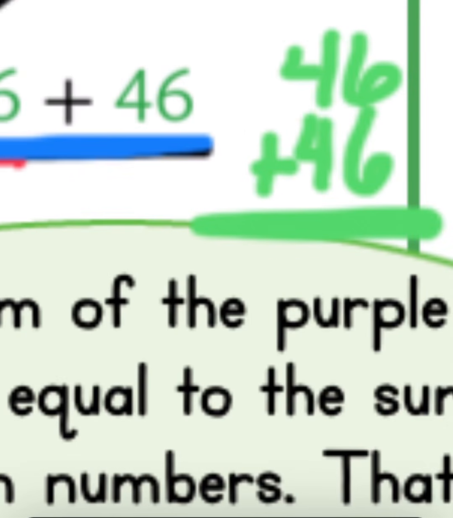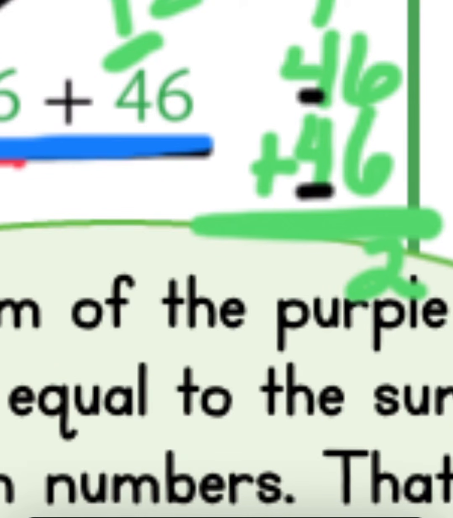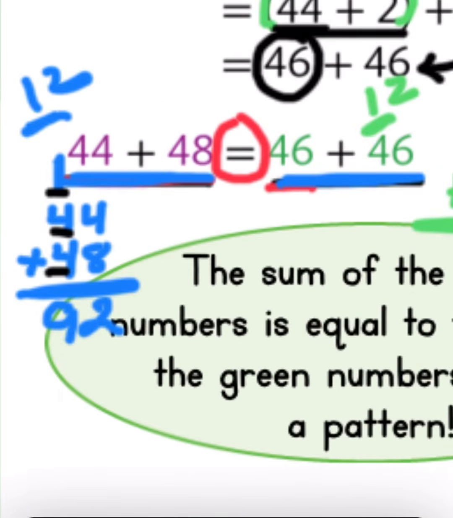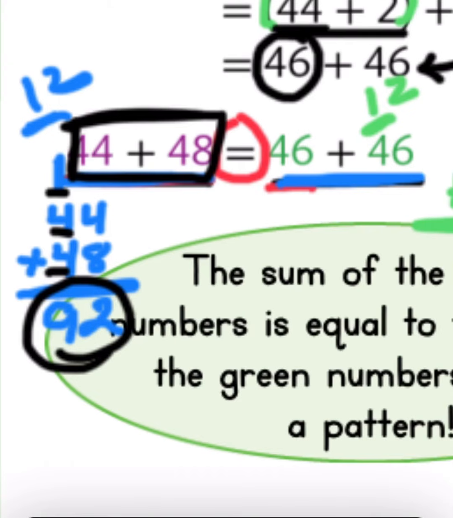6 plus 6 is also 12. 12 has two ones, and then I take that 10, and it goes right up here. Now I can add up my tens column. 4 tens plus 4 tens is 8 tens, plus one more is 9 tens. So 44 plus 48 is actually, in one number represented, 92. 46 plus 46 also equals 92, so those two sides are equal.